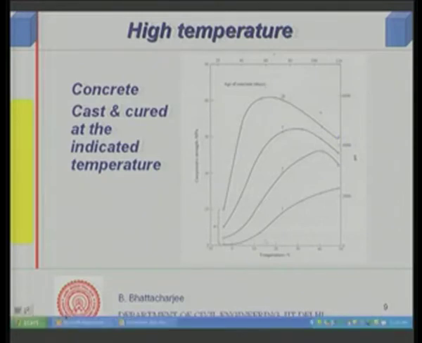So, concrete can be cured at high temperature. Casting, of course, beyond a particular temperature nobody recommends. High temperature concreting is done, but the temperature is usually controlled. But curing you can do at high temperature to attain high early strength, though the long term strength may not be as good. So, this is where the role of steam curing comes in. Steam curing gives you high early strength.